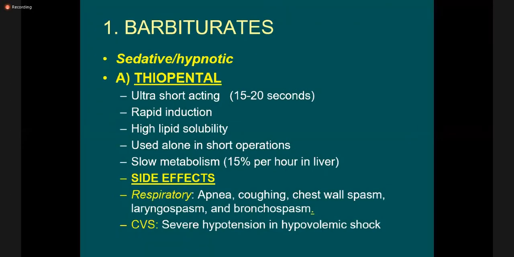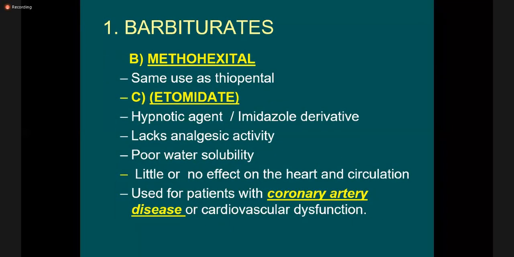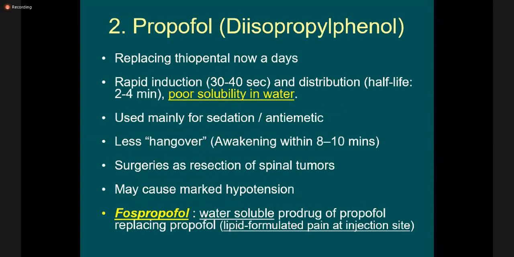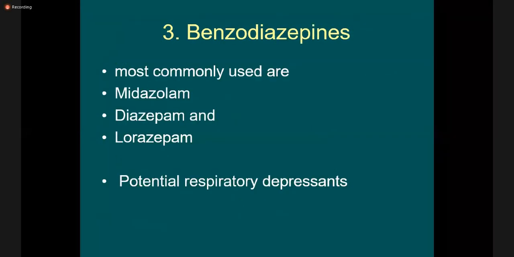Then we discussed thiopental, its action, and then methohexital, which has the same action. Etomidate is a good choice for coronary artery disease. Propofol is nowadays a commonly used drug. It has a less hangover effect, good recovery, and rapid induction. Another new form of this drug is fospropofol, which is a water-soluble form, so the side effect of pain at the injection site is reduced.